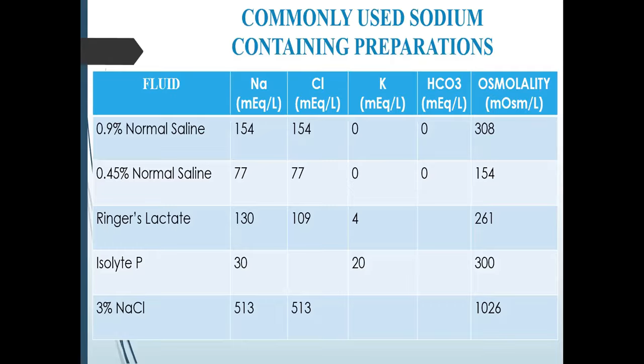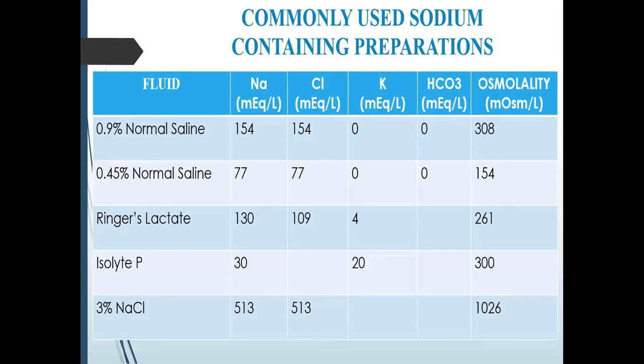Ringer's lactate has 130 milliequivalents of sodium and 109 milliequivalents of chloride. It also has 4 milliequivalents per liter of potassium. The osmolality of Ringer's lactate is 261 milliosmoles per liter. Isolyte P has 30 milliequivalents per liter of sodium and 20 milliequivalents per liter of potassium with an osmolality of 300 milliosmoles per liter. 3% NaCl has 513 milliequivalents per liter each of sodium as well as chloride, and the osmolality is 1026 milliosmoles per liter.